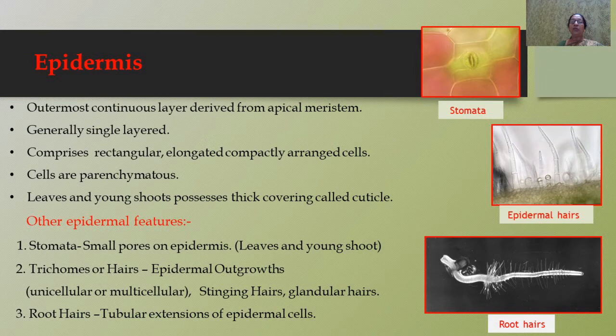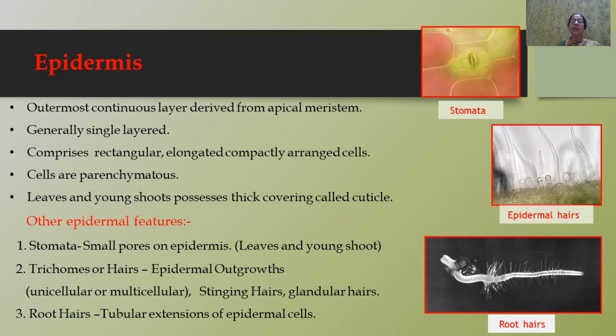The leaves and young shoots possess a very thick covering over the epidermal region, which is called a cuticle. These thick cuticles are present on these surfaces to restrict the rate of transpiration. In addition, there are some other epidermal features. One is the presence of stomata, the small openings present on the surface of leaves as well as young stems, whose function is the exchange of gases.